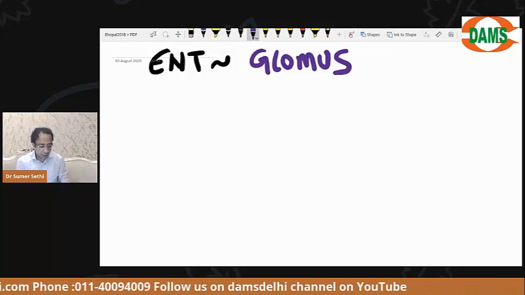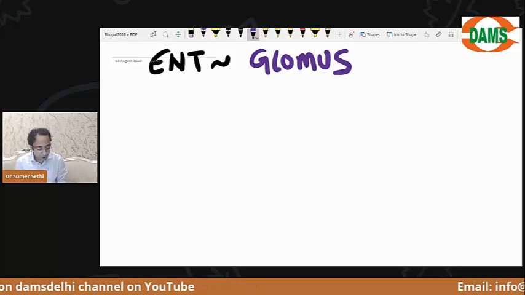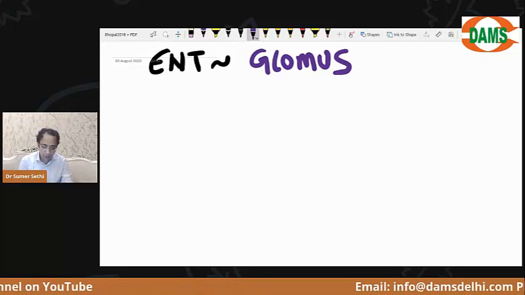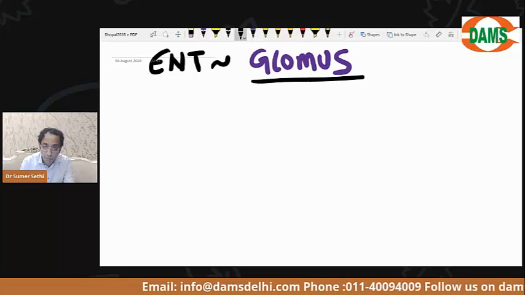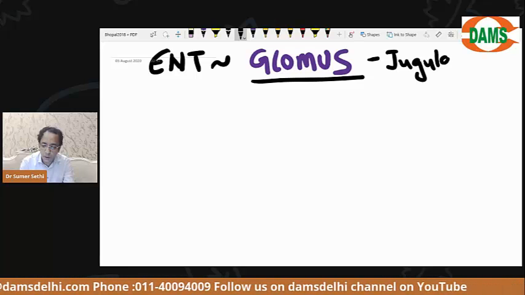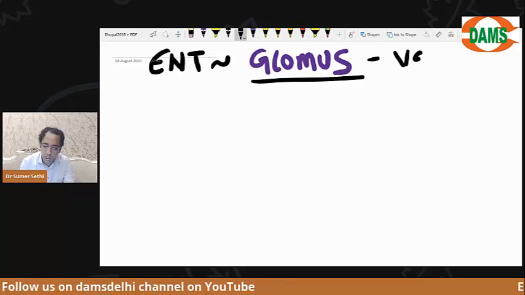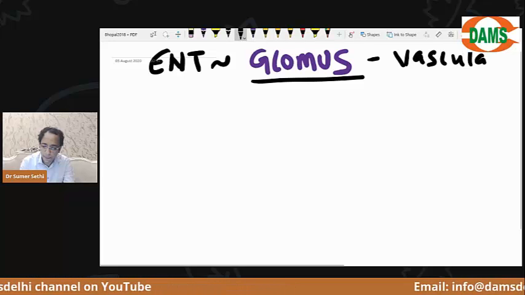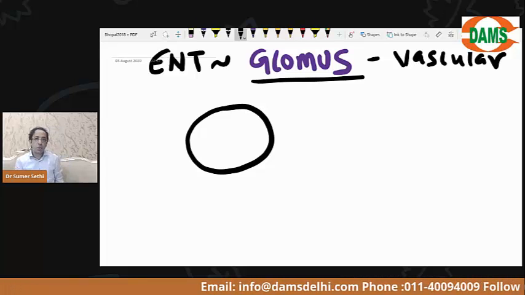So in ENT, any flow will lead to flow void. Now, in ENT, they talked about a glomus tumor. Do you remember glomus jugulare, or glomus tympanicum, all those things? So the glomus tumors are very vascular. Now suppose this is a glomus tumor, it is very vascular.